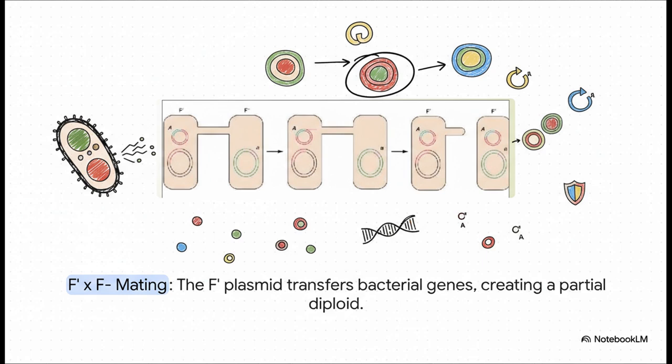But here's the really fascinating part. The recipient cell now has two copies of those specific bacterial genes, one on its own chromosome and one on the newly acquired plasmid. This creates what's known as a merozygote, a cell that is partially diploid. This whole process is an incredibly effective way to rapidly spread very specific, often useful, genes throughout a population.